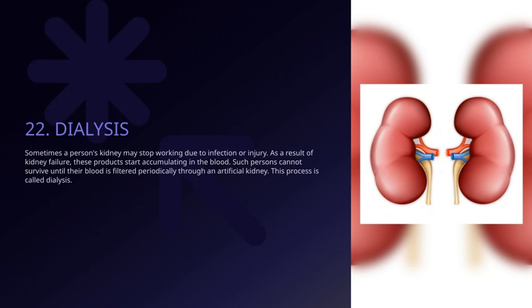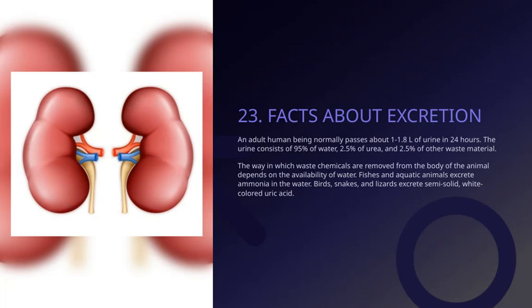Dialysis is an artificial process that filters the blood when the kidneys can no longer do so effectively. So essentially, dialysis acts as an artificial kidney, helping to keep the blood clean and maintain the body's balance until the kidneys recover or a transplant can be done. This highlights how vital kidney function is and the crucial role that dialysis plays in saving lives when the kidneys fail. Now, let's talk about some interesting facts about excretion.